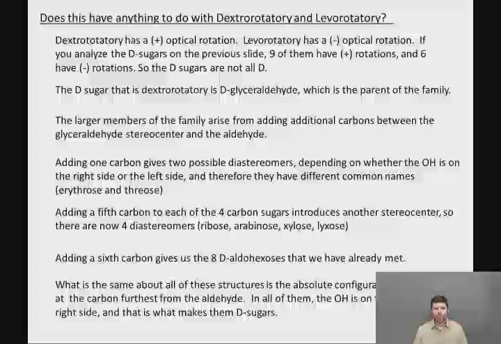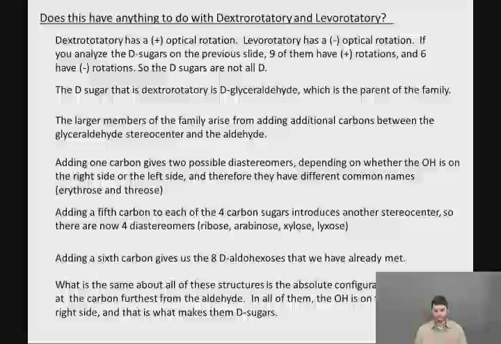So what is the same about all of these structures is the absolute configuration at the carbon furthest from the aldehyde. Okay, so in all of them, as I've said, the OH is on the right side, and that is what makes them D sugars.